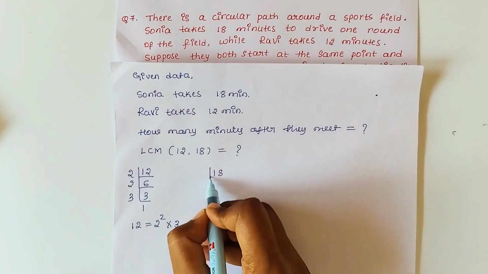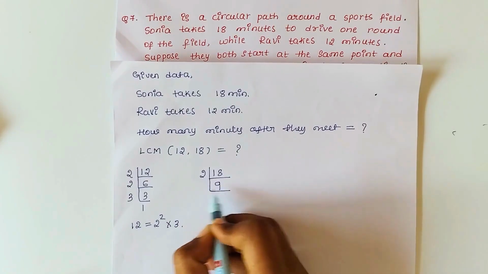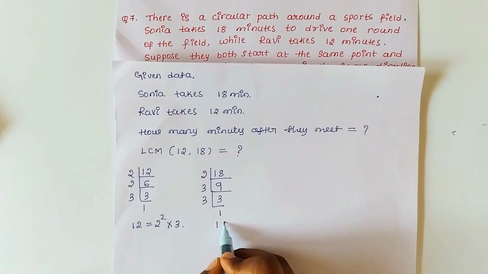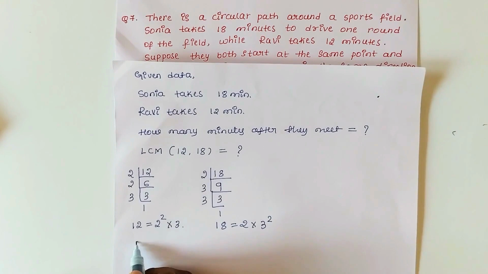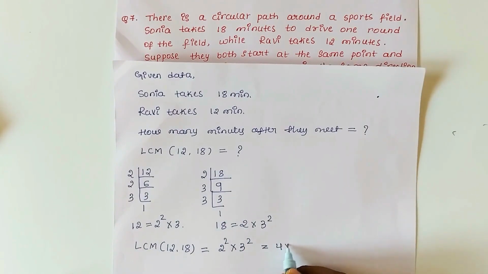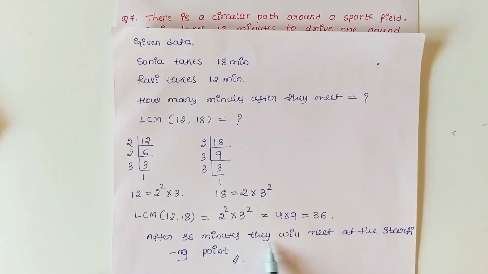Next, similarly get the factors for 18. Start with 2. 2 9s are 18, 3 3s are 9, 3 1s are 3. I am writing 18 as 2 into 3 square. So, what is the LCM of 12 and 18? 2 square into 3 square. It is 4 into 9, which is 36. After 36 minutes, they will meet at the starting point.